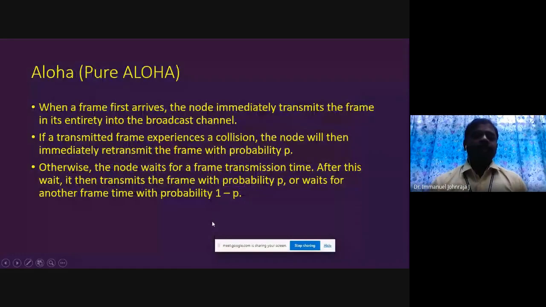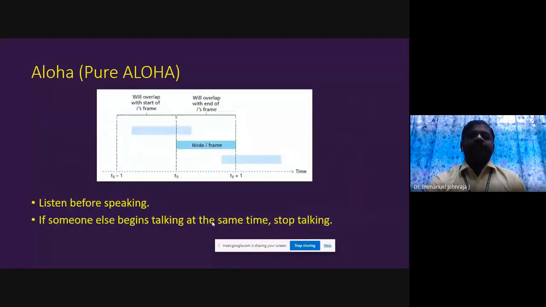In the case of pure Aloha, the only change is that time is not divided into frames. The logic is: have you got a frame to send from the network layer? It has come, and now you have the frame in the data link layer. Do you have it? Send it. If there is a collision, wait for some random amount of time, which we call the random backoff time, and then send it.